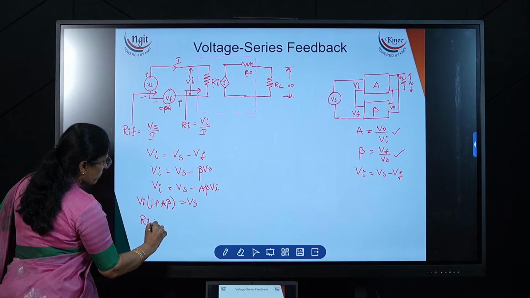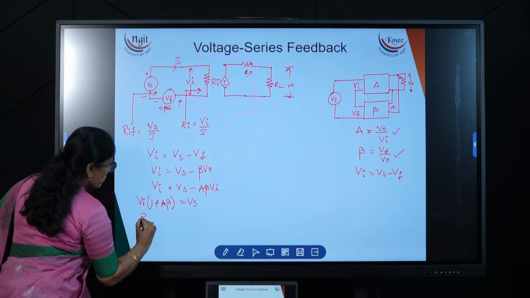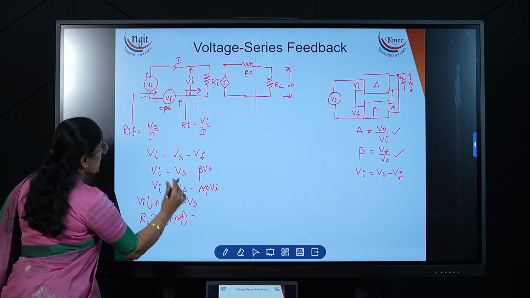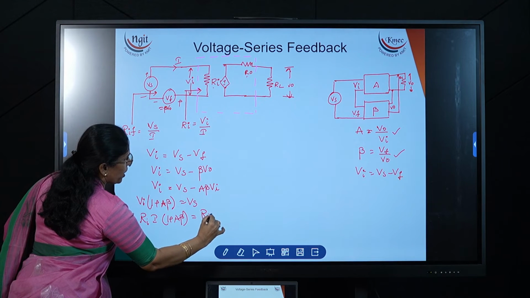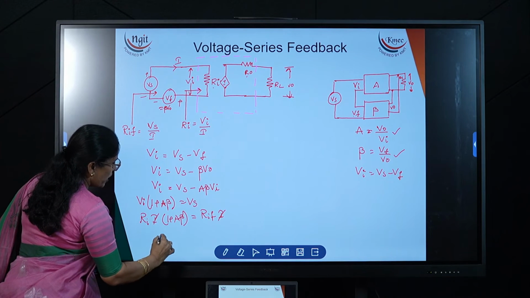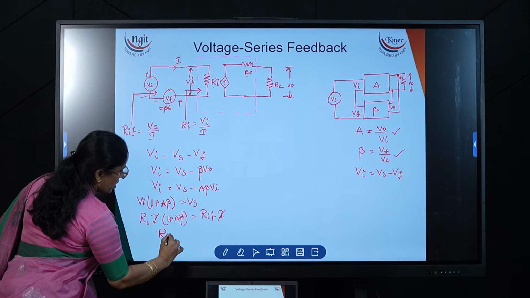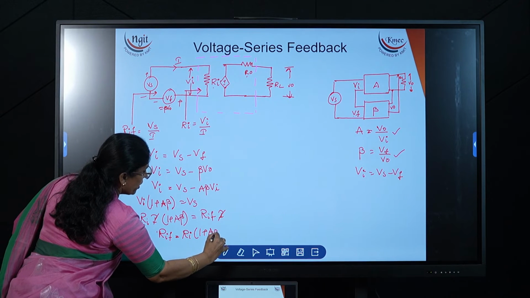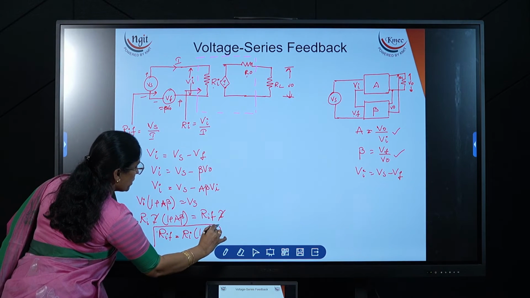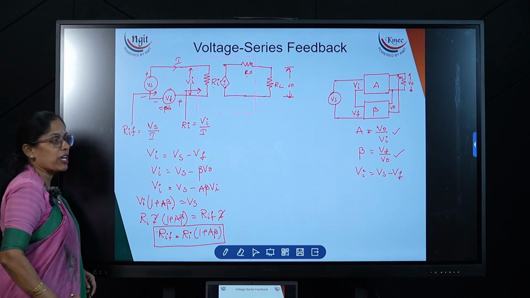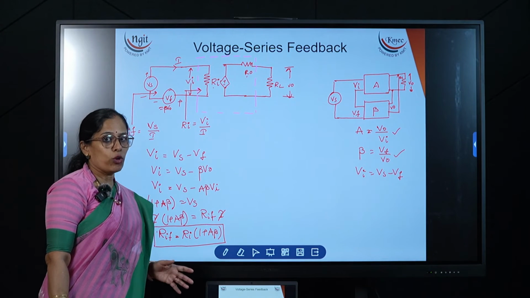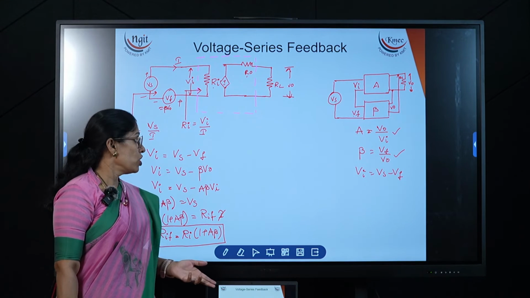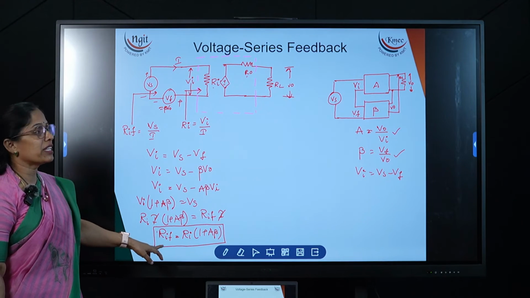Then Ri into I into 1 plus A beta is equal to Vs, what can we write? Rif into I. Both sides cancel the I and you will get Rif is equal to Ri into 1 plus A beta. With this what we understood? Now with the feedback, the input resistance is increased by 1 plus A beta times. So in the voltage amplifier, the input resistance should be more. With the negative feedback, what happens? Further it increased. So this is the effect of negative feedback on the input resistance.